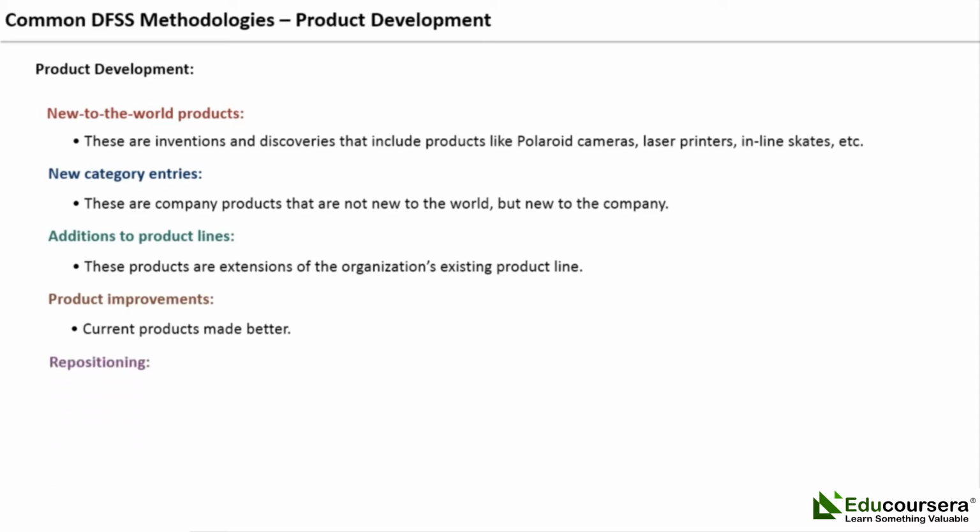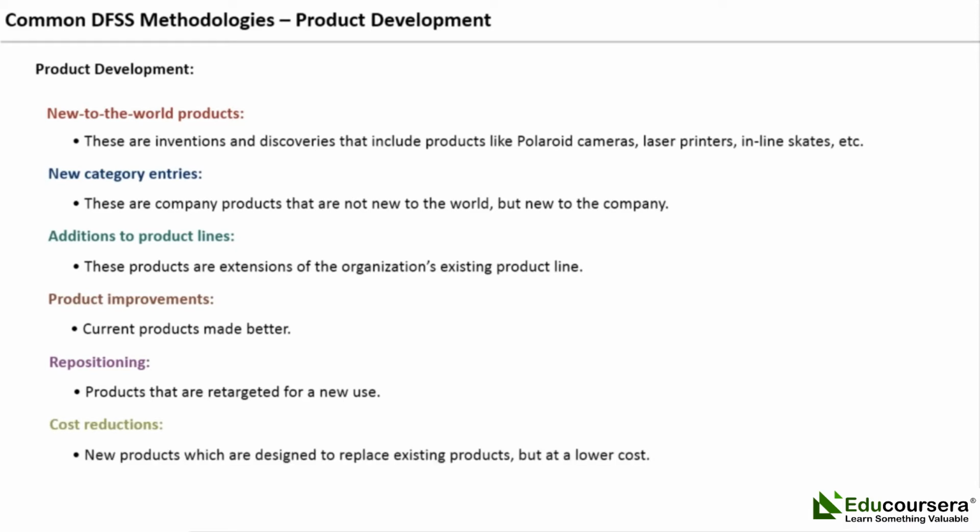5. Repositioning. Products that are retargeted for a new use. The original purpose was not broad enough. Arm & Hammer baking soda has been repositioned as a drain deodorant, refrigerator deodorant, etc. 6. Cost reductions. New products which are designed to replace existing products but at a lower cost.